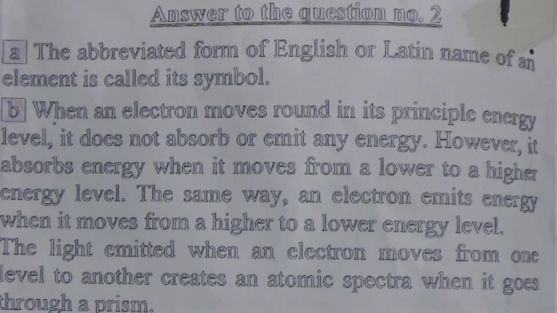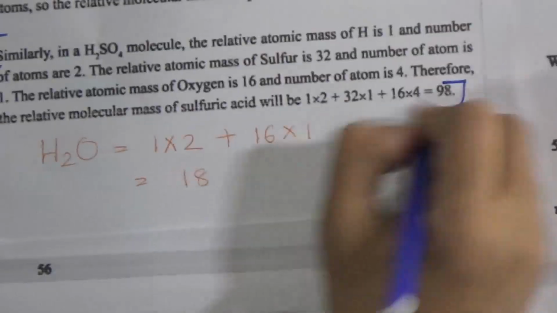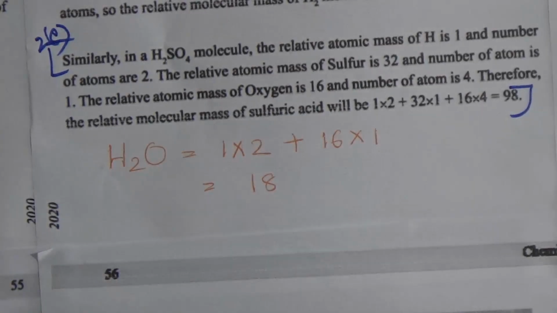Now, question number C was to find out the relative atomic mass of the compound C. Dear students, we have already learned this here. This is the answer to C, 2C. You have to follow your textbook page number 53 and write the answer of C. Now come to answer D.